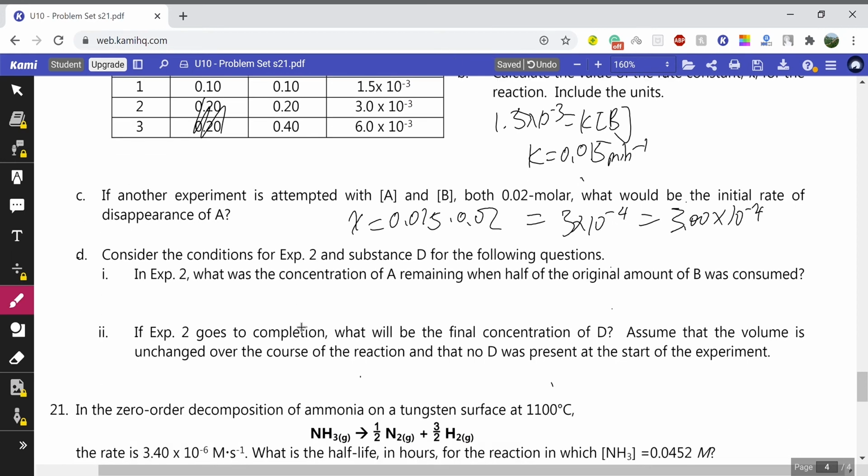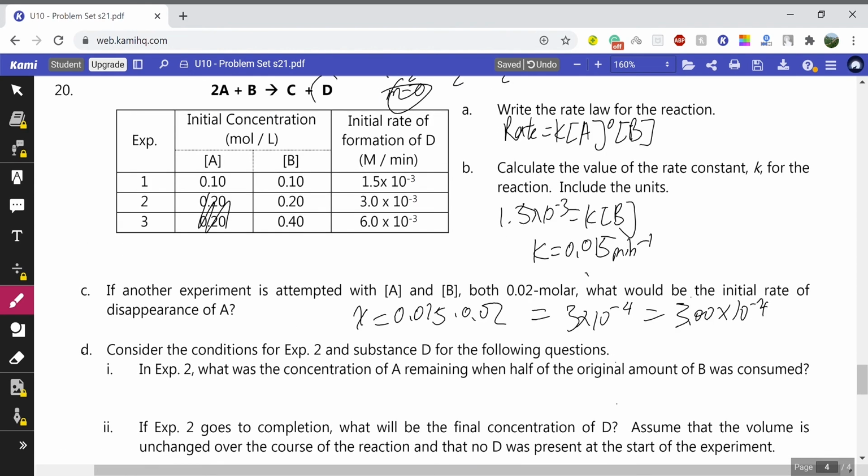Consider experiment 2 and substance D for the following questions. Alright, substance D. Experiment 2, what is the concentration of A remaining when half of the original B is consumed? So in experiment 2, it asks for how much A remains after half of B is consumed.